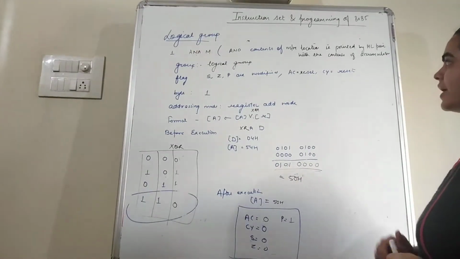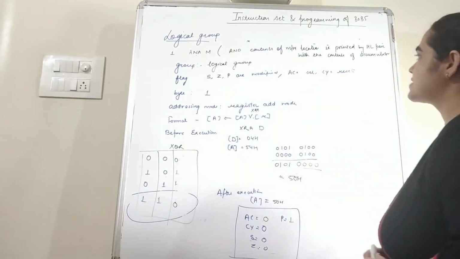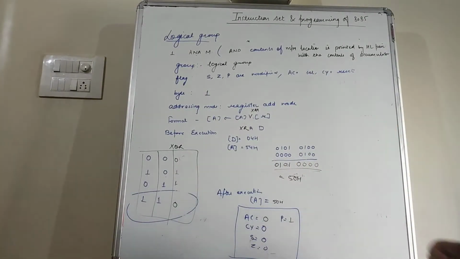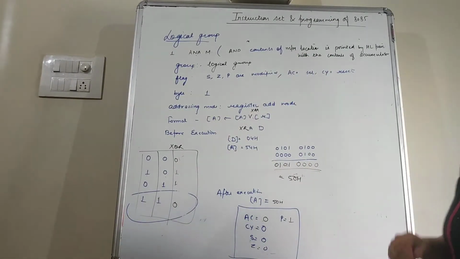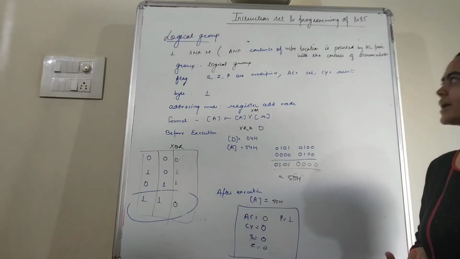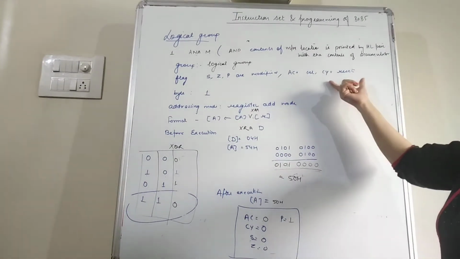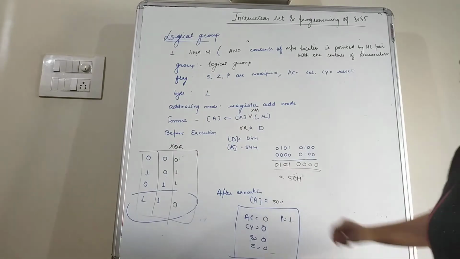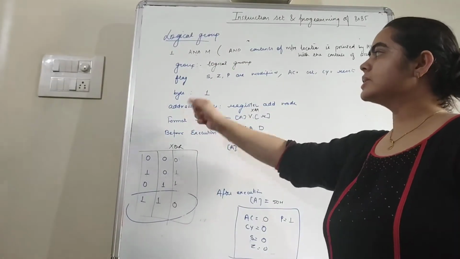So group of this instruction is logical group, and the flags affected are sign, zero and parity are modified, while AC is set and CY is reset like ANA R. So in case of AND, we can set the auxiliary carry while we can reset the carry flag. So how many bytes are occupied by this instruction?